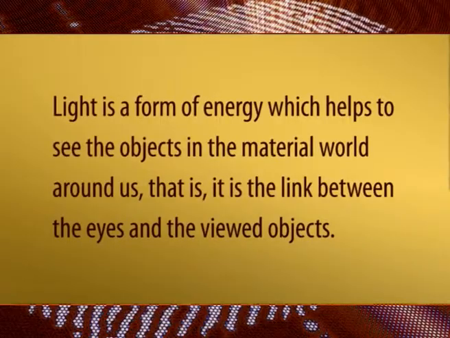Coming to light. Light is a form of energy which helps us to see the objects in the material world around us. That is, it is a link between the eyes and the viewed objects. Visible light waves are the only waves which we can see from the complete spectrum of the electromagnetic waves. We see these light waves as the colors of the rainbow.